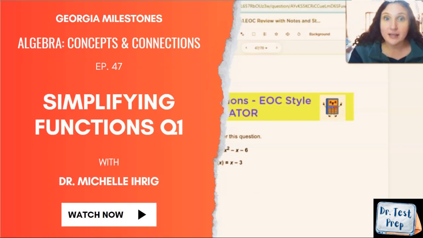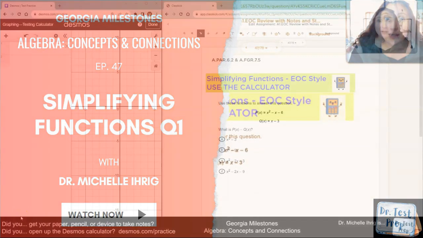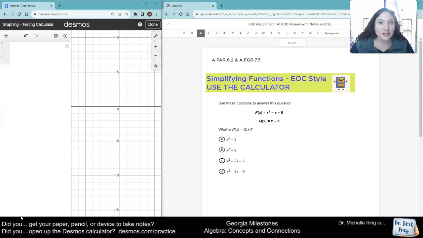All right, guys, let's take a look at this one. And this is a perfect example of an EOC style question. This came right from the DRC. So all we're going to do is type in the functions exactly as written into the graphing calculator. Anytime we see functions, we always use the graphing calculator.